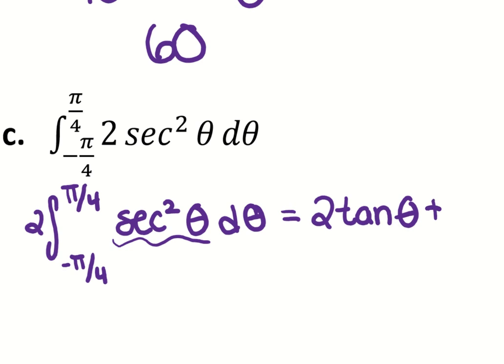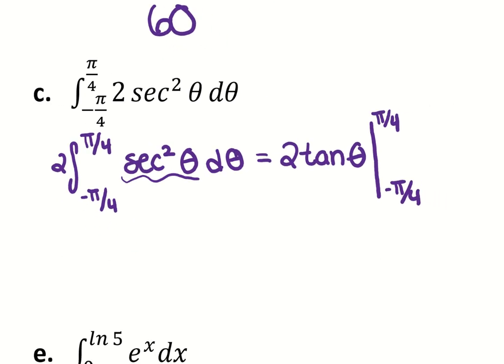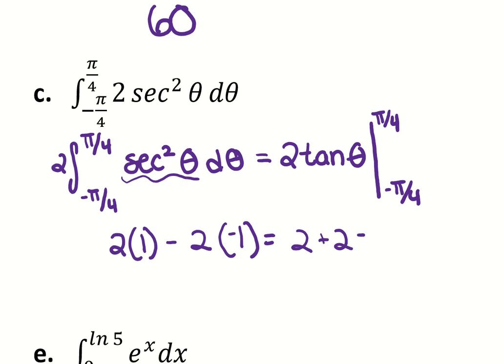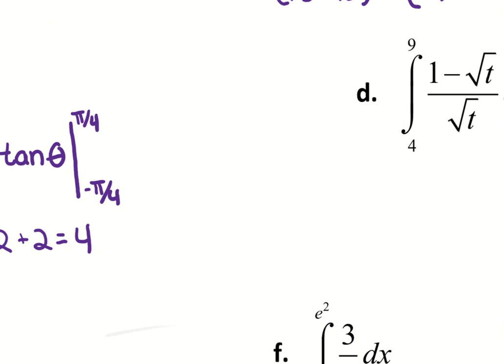And again, if you're putting plus c, I love you for that, but when you have to do definite integrals, we're just going to plug in pi over 4, we're going to plug in negative pi over 4, and then we're going to subtract what we get. So 2 times the tangent of pi over 4 is 2 times 1. Minus 2 times the tangent of negative pi over 4 is 2 times -1. So that ends up being 2 plus 2, which is 4. All right, let's keep going.